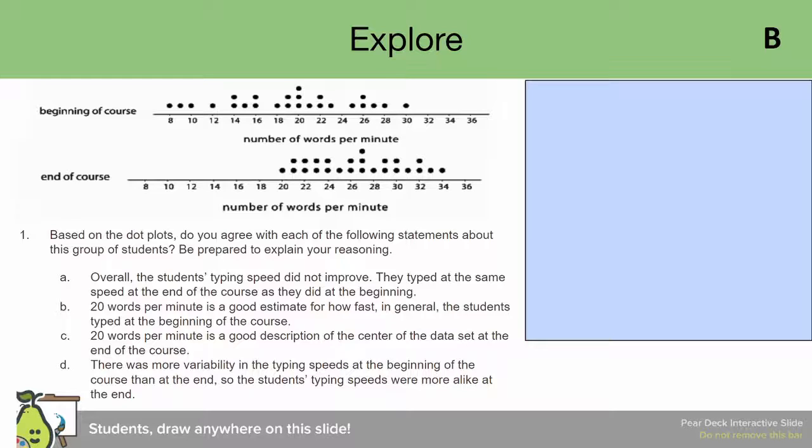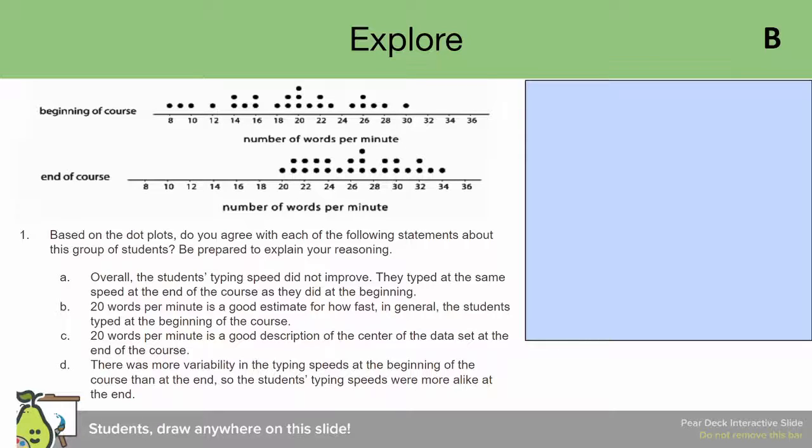All right, so with those observations out of the way, what I want you to do now is read the first question to yourself and then we will read it together. All right, welcome back. So the first question says, based on the dot plots, do you agree with each of the following statements about this group of students? Be prepared to explain your reasoning.